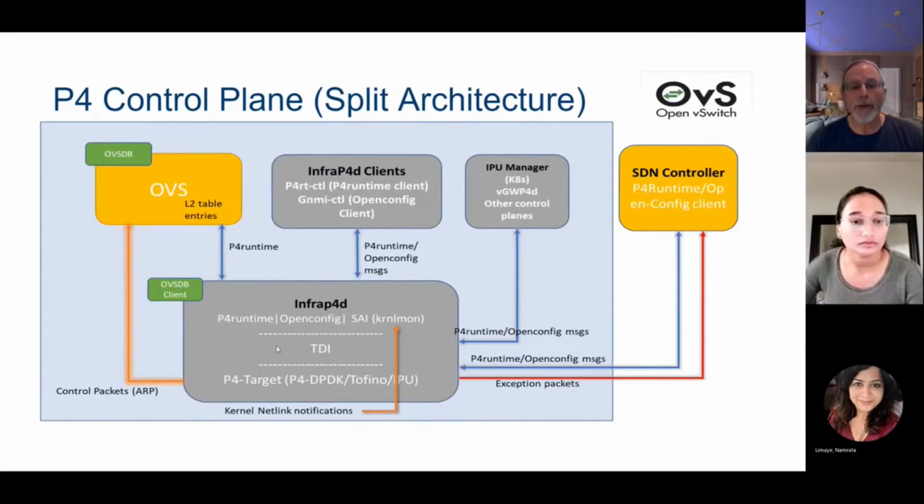Now, most communication with infra P4D takes place using gRPC. There we have command line clients such as p4rt-ctl and gnmi-ctl. We also have an IPU manager for use by Kubernetes. There may be a remote SDN controller. All of these communicate with P4 Runtime or via gNMI. Now you may notice from the diagram, OVS is also now communicating with infra P4D using P4 Runtime. And for a discussion of the technology there, I'm going to pass you over to Nupur.